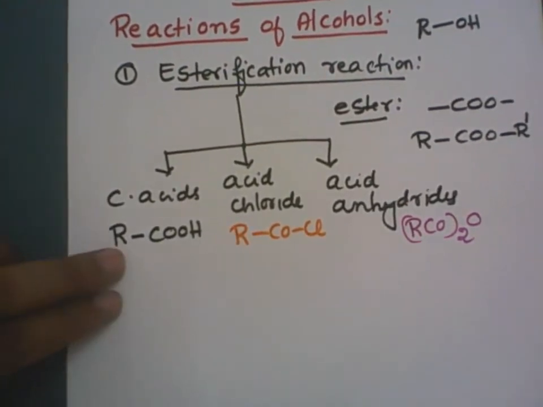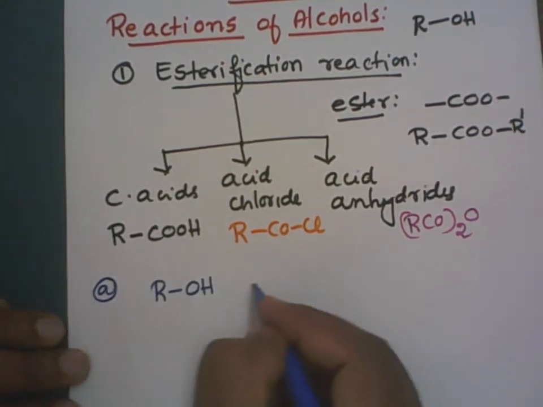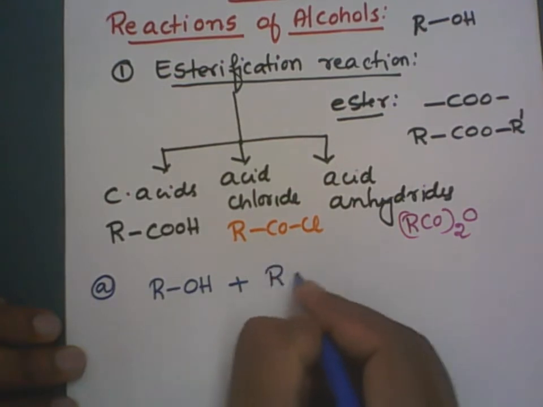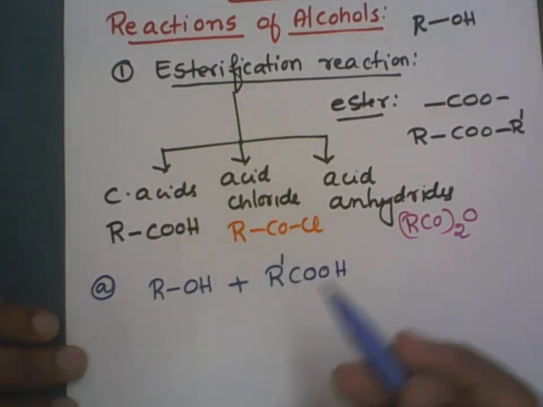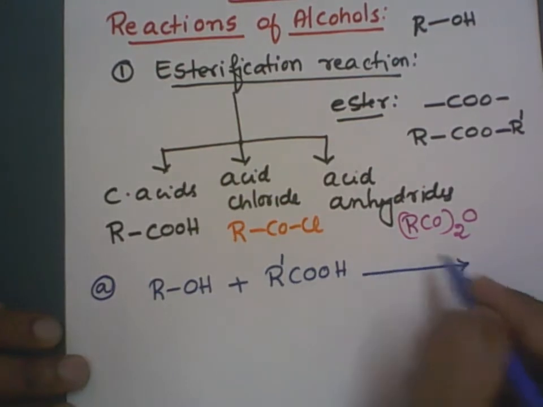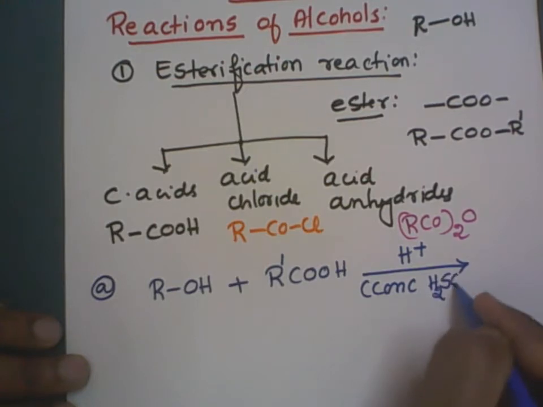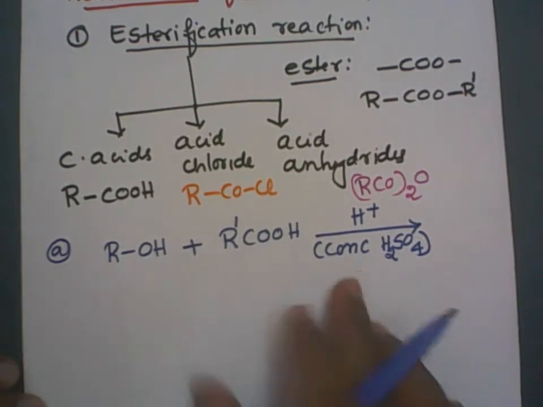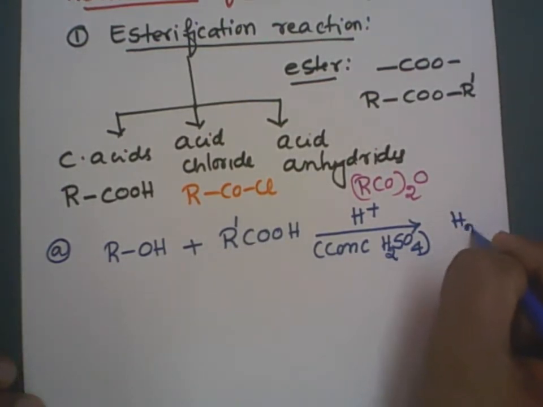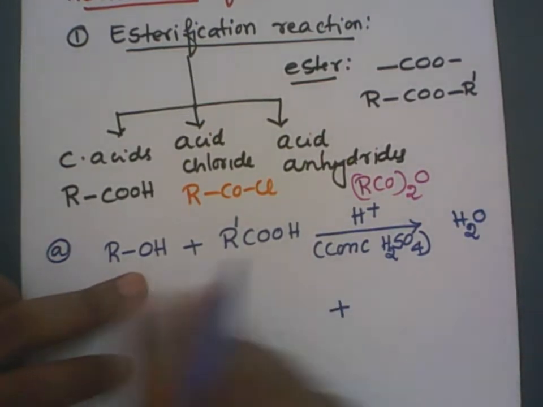First one with the carboxylic acid, alcohol ROH reacts with carboxylic acid RCOOH. Let me make use of two different R groups. Let it be R dash. Reaction takes place in the presence of acid medium, generally concentrated sulfuric acid. Now, what is the role of concentrated sulfuric acid? Concentrated sulfuric acid acts as the dehydrating agent. Removal of water molecule takes place, and after that we are going to get the esters.